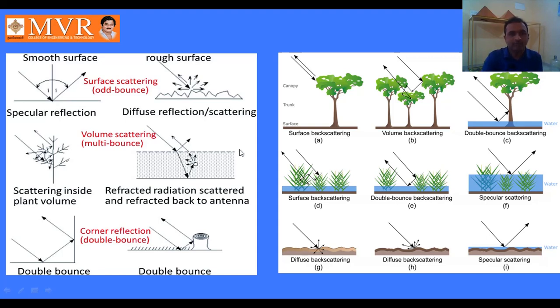Then this is volume scattering. If you observe here, single reflection and double reflection also take place. In volume scattering, many reflections take place. That is called volume scattering. Then this is double bounce scattering. See here, when the ray is incident on the ground, it is reflected towards the building and again reflected towards the sensor. This is called double bounce scattering.